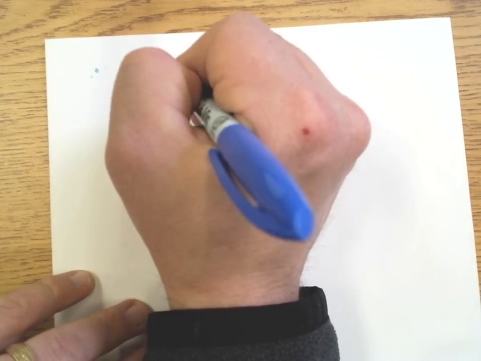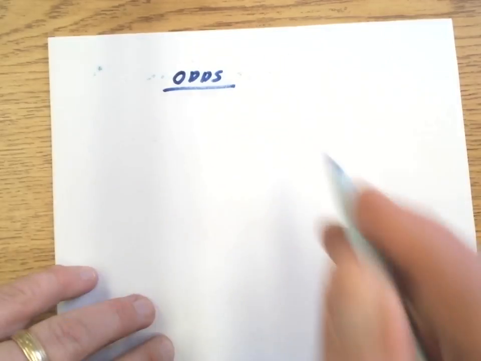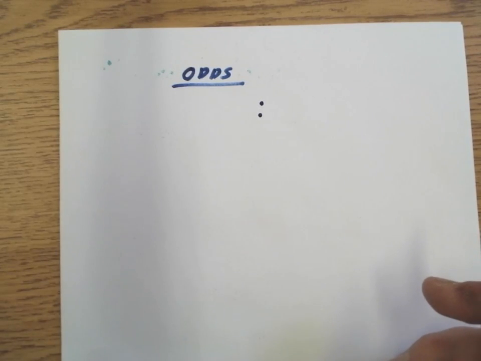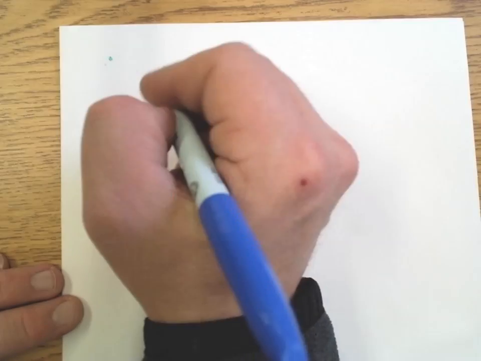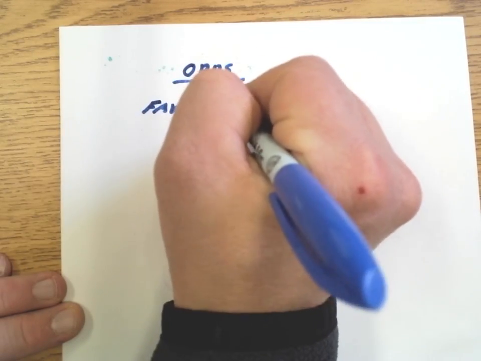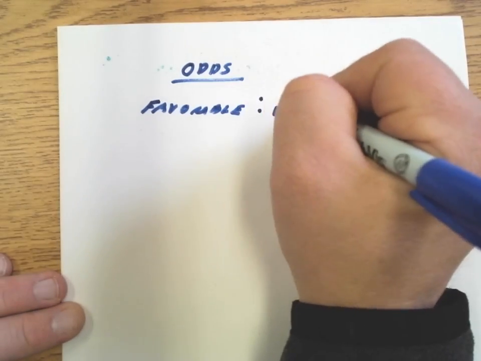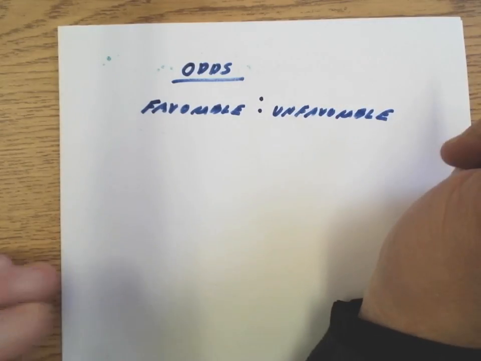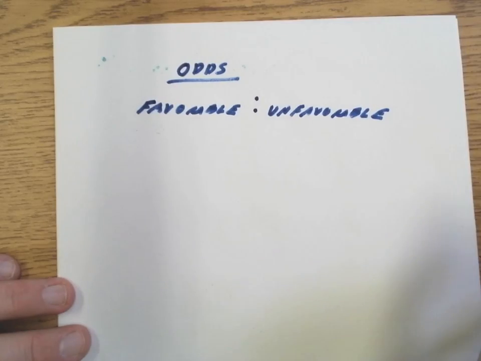Now there's one last thing that we can talk about, and that's odds. Odds is a form of probability. It's used with a colon. Not always are these set up as fractions. But odds is the favorable chance of an event happening compared to the unfavorable chance of an event happening. I'll give you an example.